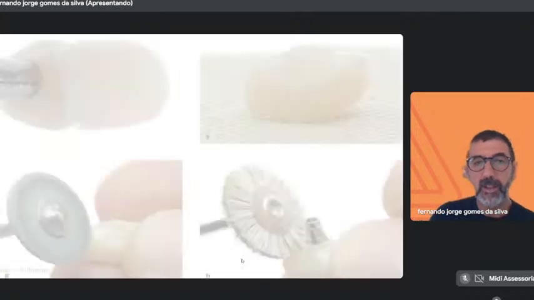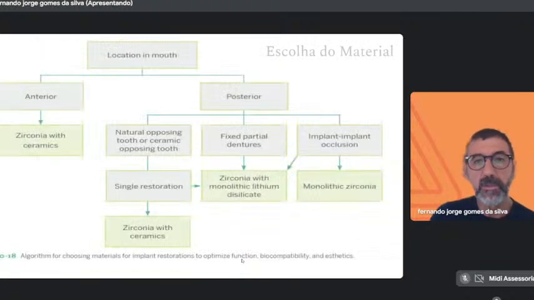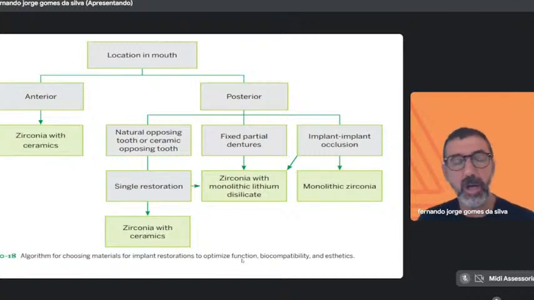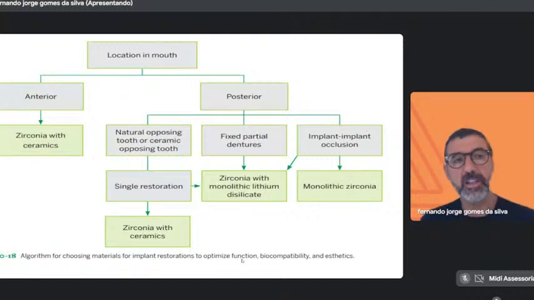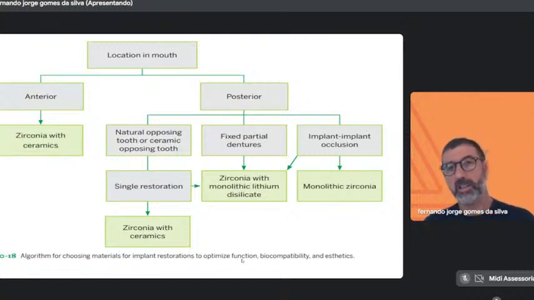So this is the protocol of polishing zirconia, and we have to make our final restorations depending on the location in the mouth. If we have the anterior or posterior region, in the anterior, normally we always have zirconia with ceramics, more aesthetic, and the aesthetic demand is bigger.